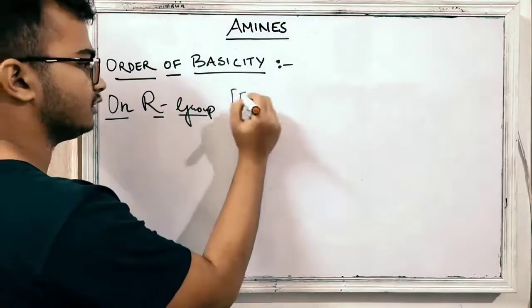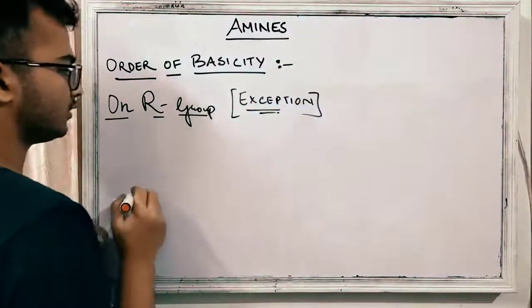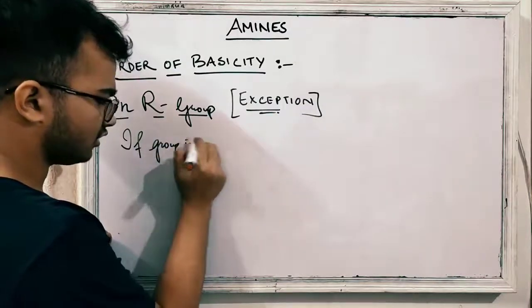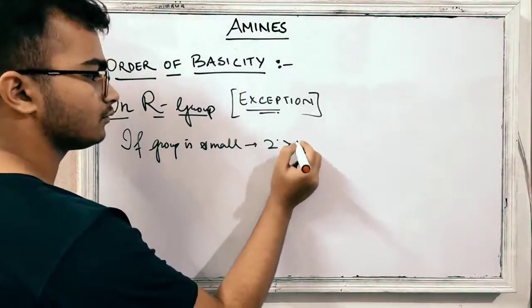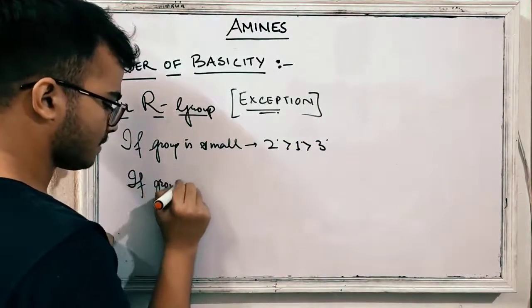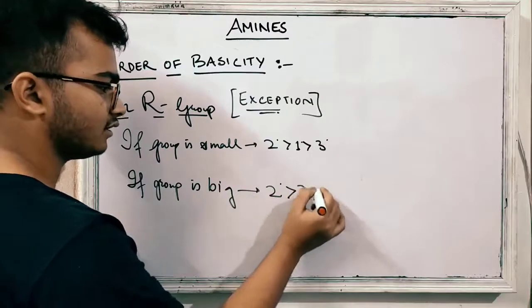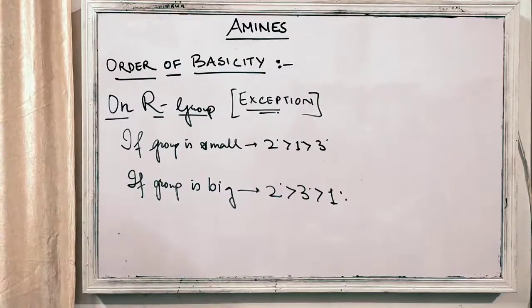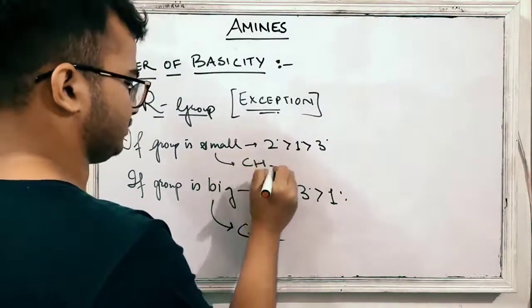Now this is an exceptional case. So what happens here is, if the group is small, then the order becomes 2, 1, 3. If the group is big, then the order will become 2 degree greater than 3 degree greater than 1 degree. Now this is the order of basicity. Now what is the meaning of big group? Big group can be C2H5 or like that, and small group means CH3 like that.